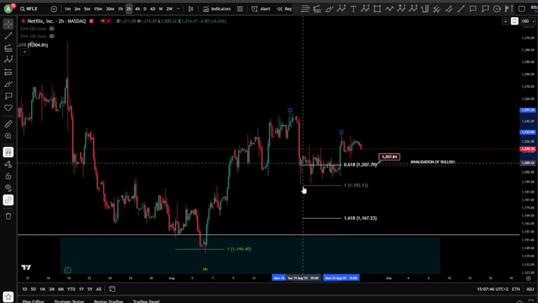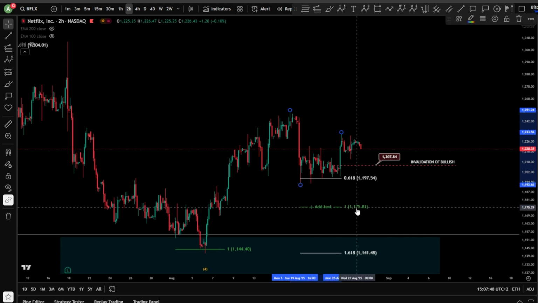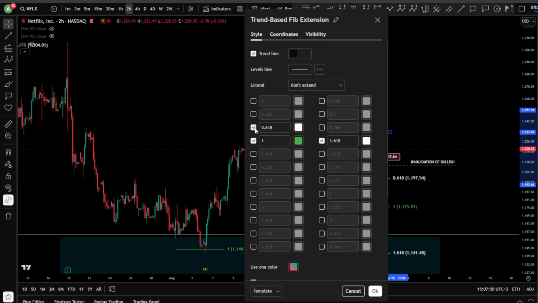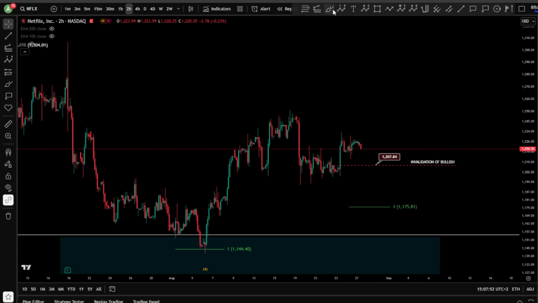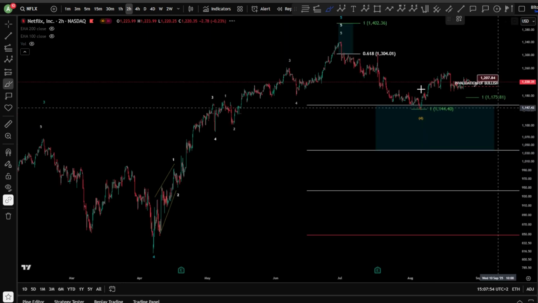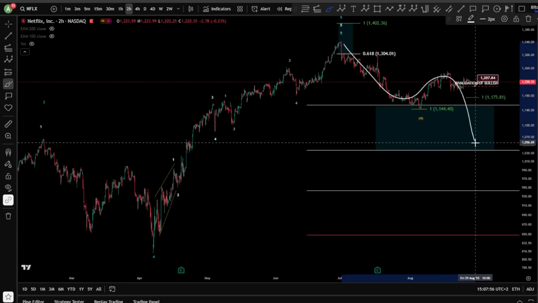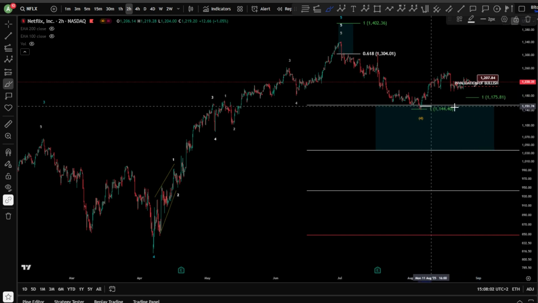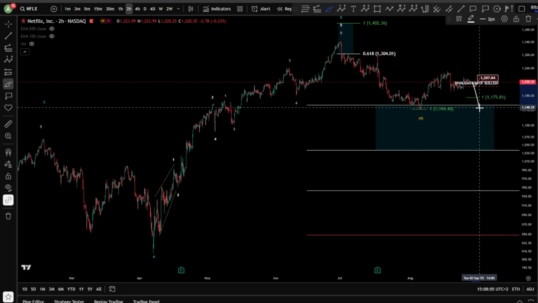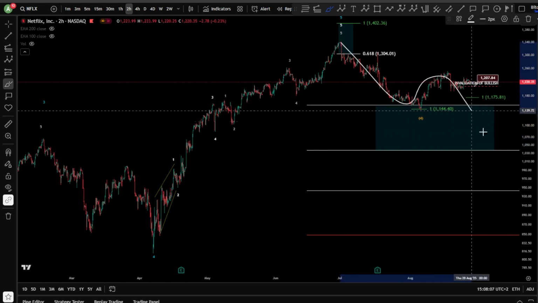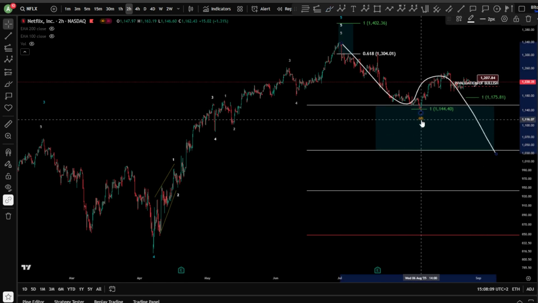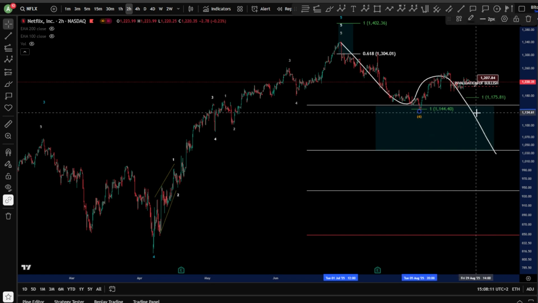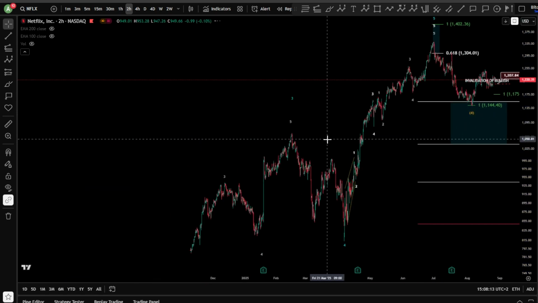So the 1-to-1 fib level, if broken, you might be in a much deeper wave 4. If you break this one, it can still hold on a little bit, but if we take the 0.886 and you see weakness, you have to be careful of a deeper ABC for a wave 4. So these are the possibilities for Netflix.